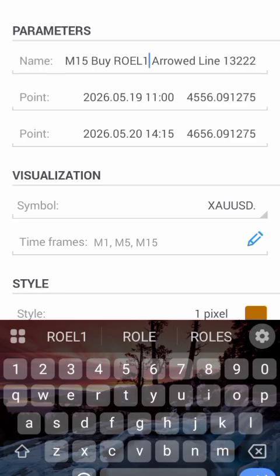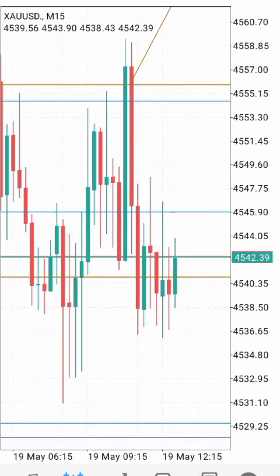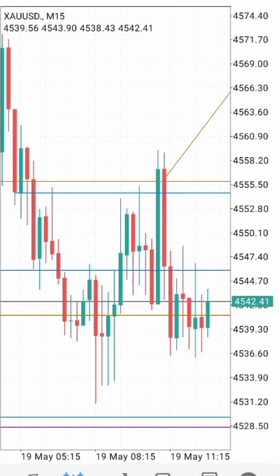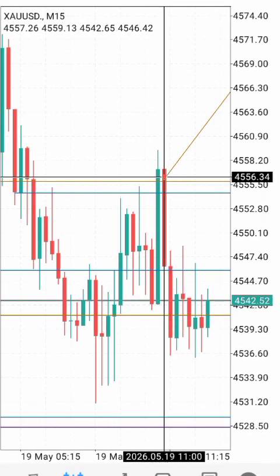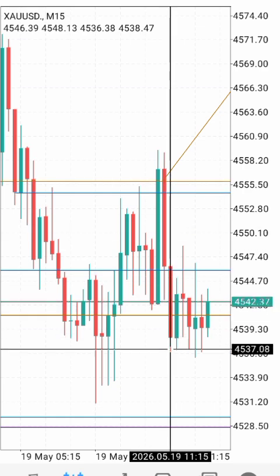Entry level 1 projection arrow. So that is what we have now. We have the projection for entry level 1 here. So our stop loss for entry level 1 is 4535 will be the stop loss, 4535.